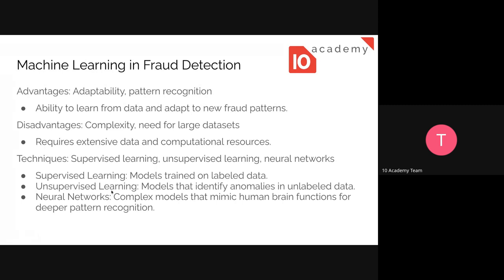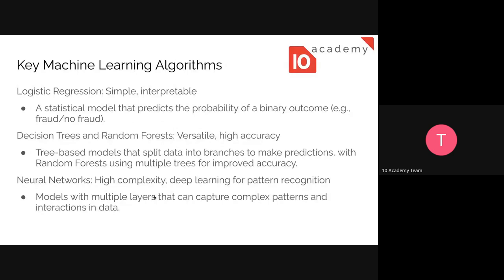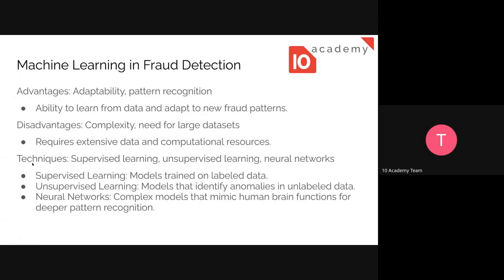This is not somehow advisable, because the supervised one is a more preferred one. Neural network is a complex model that mimics the human brain. This is pretty much the neural network definition, but for deeper pattern recognition we might use neural networks. The supervised one is the one that's mostly used because it's based on the historic data from the transactions and the fraudulent acts, to determine whether the specific transaction is fraudulent or not.